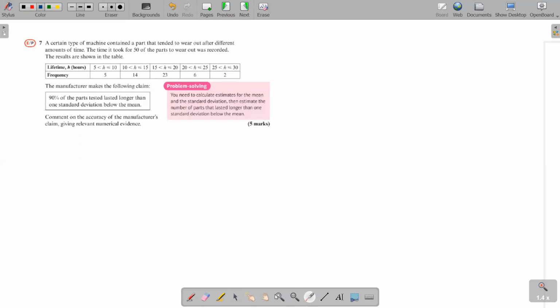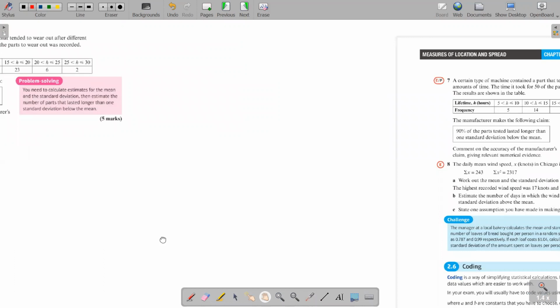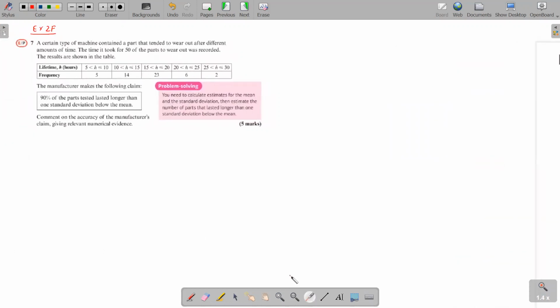Okay, so I'll move on to question number 7 in the same exercise, exercise 2F. A certain type of machine contained a part that tended to wear out after different amounts of time. The time it took for 50 of the parts to wear out was recorded, and the results are shown in the table. Then the table is given to you.